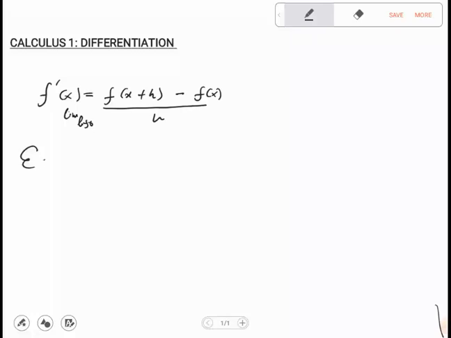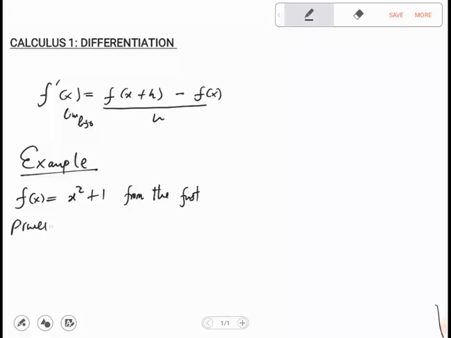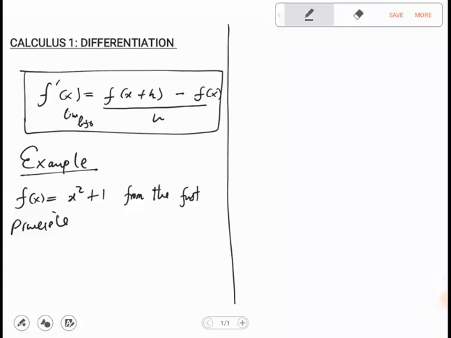Let's say I give you an example: find the derivative of x squared plus 1 from the first principle. How are we going to do it? We are going to use the same formula which is here to differentiate this from the first principle.